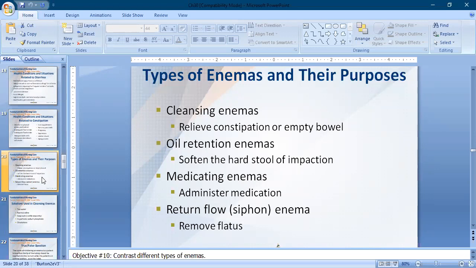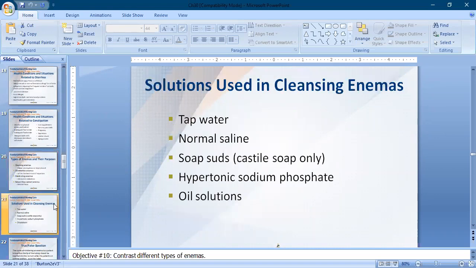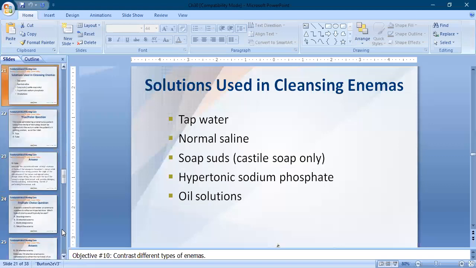Also, when we give the enema, it is better to use a lubricant, right? Also, when we put the enema, insert the tip of the enema 7 to 10 centimeters, or 3 to 4 inches. During the enema, if the patient has cramping, slow the flow by lowering the bag. And now the solutions used as a cleansing enema are tap water, normal saline, hypertonic sodium, or oil solution.